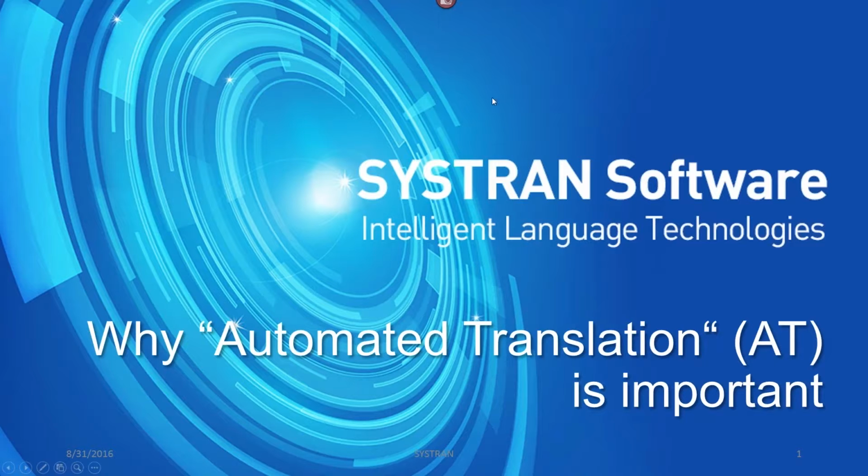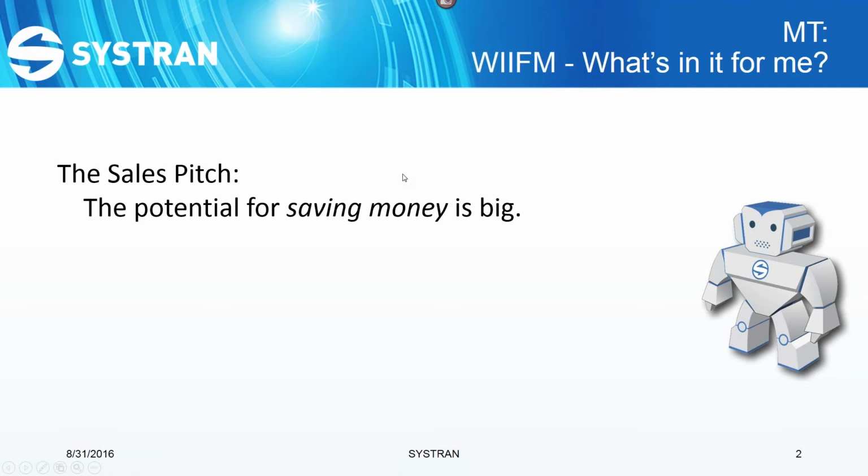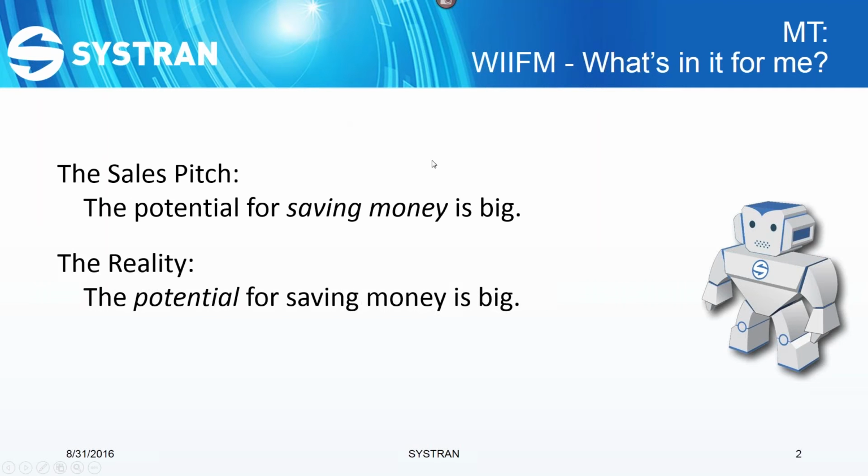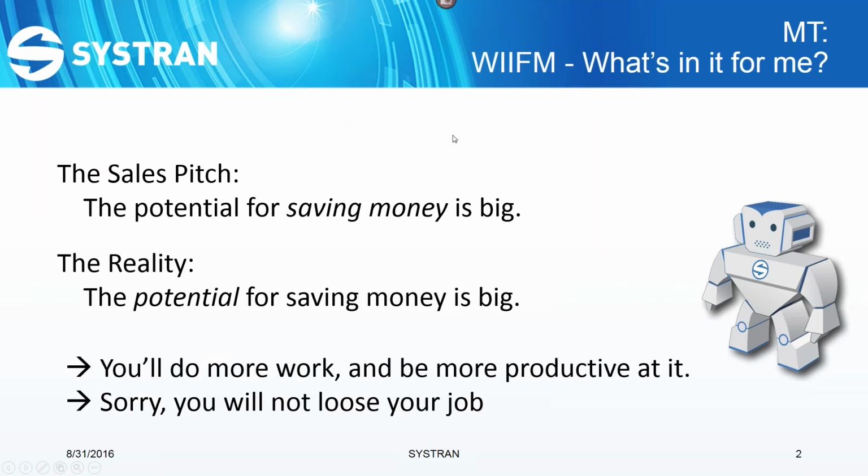So why should we add AT, automated translation, to what you already do? You have a workflow. What's in it for you? From us and from similar companies, you'll hear that there is potential for saving money, and it's big. The reality is that there is potential for saving money, and it is big, but most likely your boss will say, hey, let's use that to do more work, right? Be more productive at it.